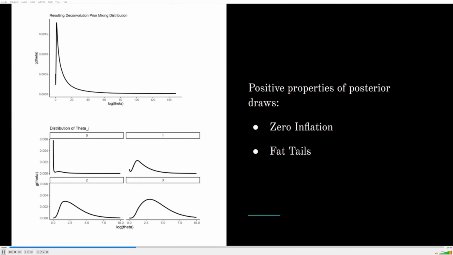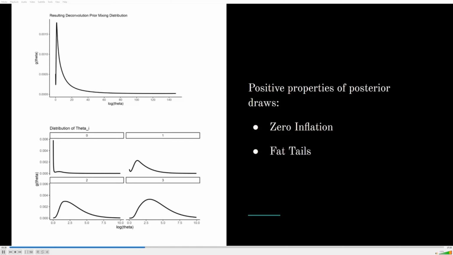There were a couple of interesting properties I saw in these draws. First was zero inflation. What zero inflation is, is that you have two models going on at the same time. One model is predicting how many zeros will occur, and the other model is predicting, if there's not a zero, what level the demand is going to be at. Usually that's used with a Poisson distribution.